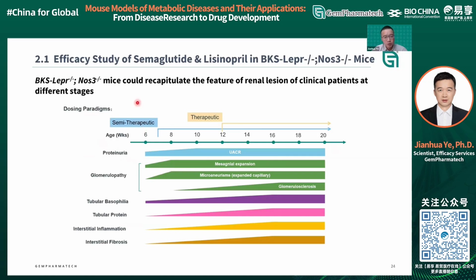So from these results, we conclude that the db/db plus NOS3 mice could recapitulate the feature of renal lesion of clinic patients at different stages, including proteinuria, glomerulus injury, tubular basophilia, tubule protein, inflammation, and fibrosis.